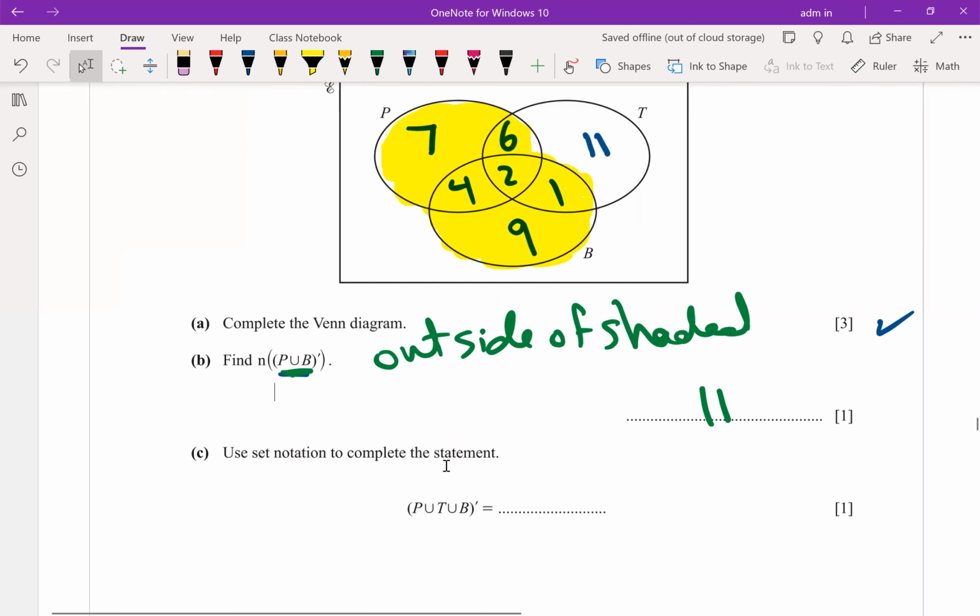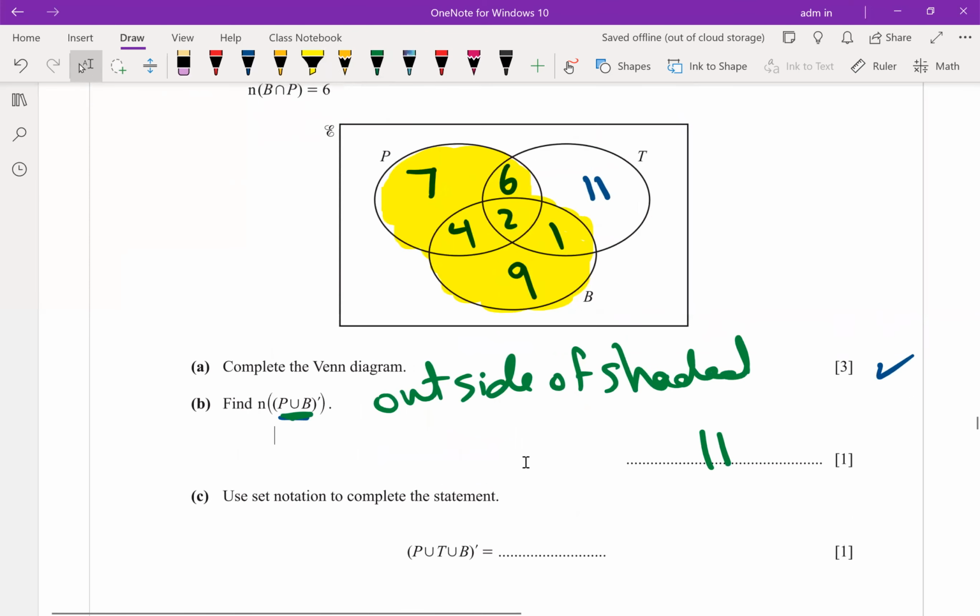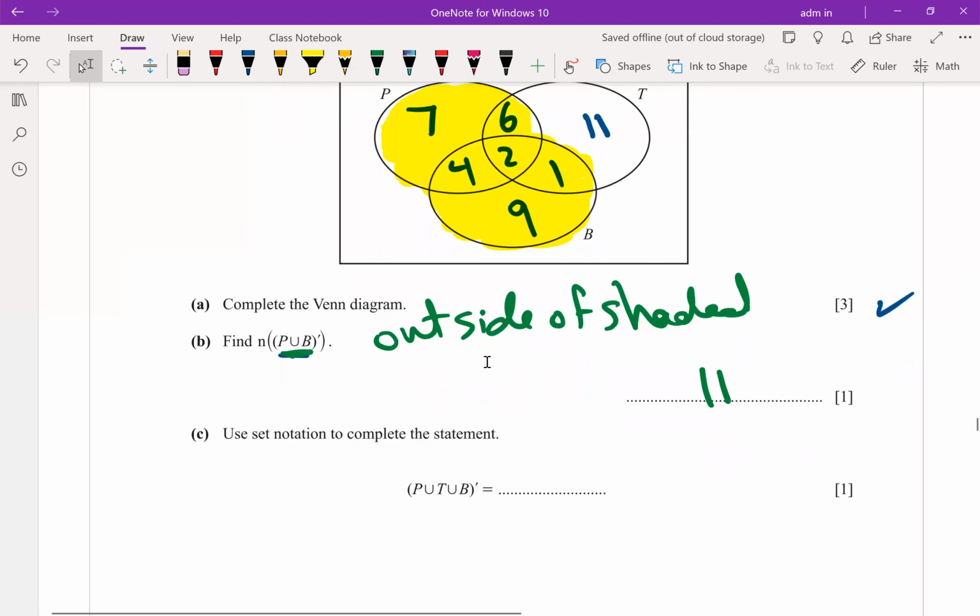Use set notation to complete the statement: P union T union B, all complement, the outside. Is there any term outside? So what do we write in set notation? The null set, phi, the empty set. We name it phi. You can write the empty set like this, correct? There is nothing in common in between.